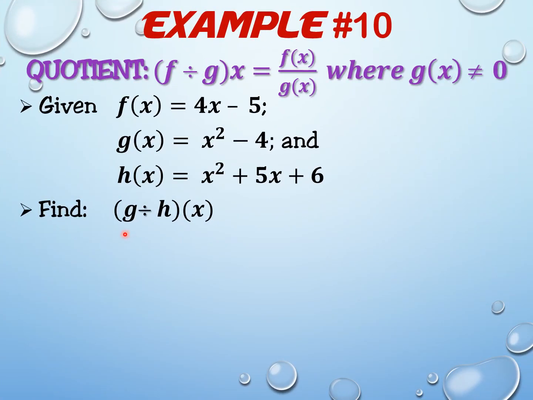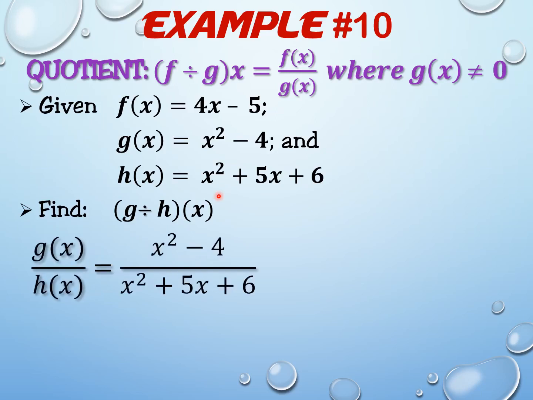Okay, this time let's have g divided by h of x. So we have here, this is equal to g of x, which is x squared minus 4, divided by h of x, which is x squared plus 5x plus 6. Okay, again, we have to factor the numerator and the denominator first.